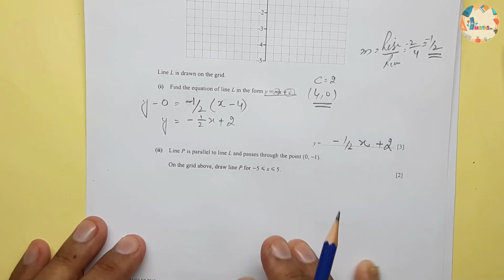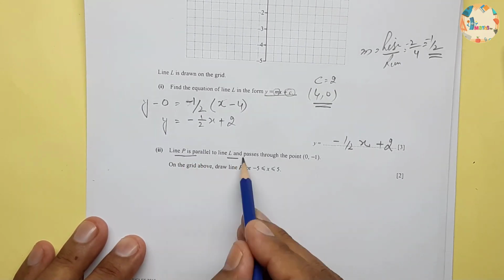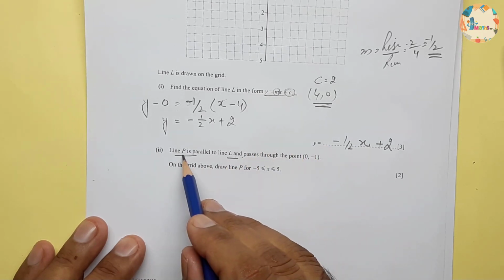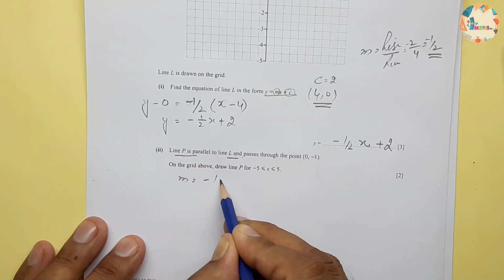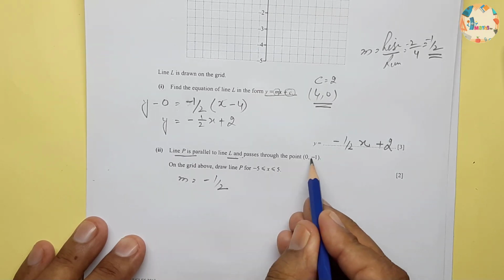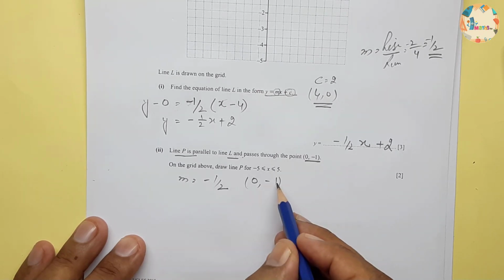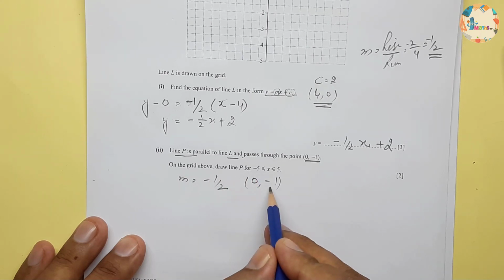Then second part, line P is parallel to line L. Parallel to line L means whatever the gradient of line L, this line P will also have the same gradient. So m is equal to minus 1 by 2, and the point given is this one, which is 0 and minus 1. So we'll be writing the equation for this. On the grid above, draw this line. So we have to draw this line.